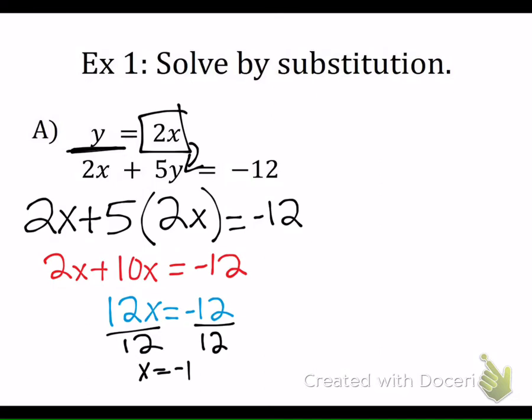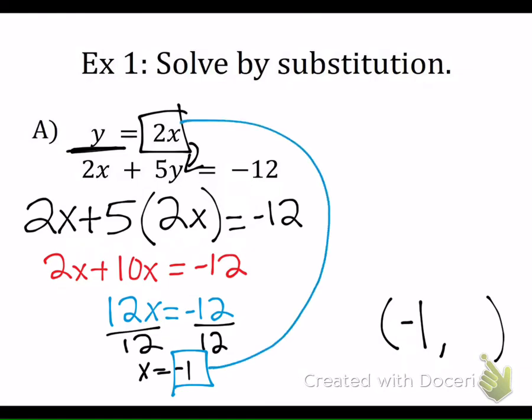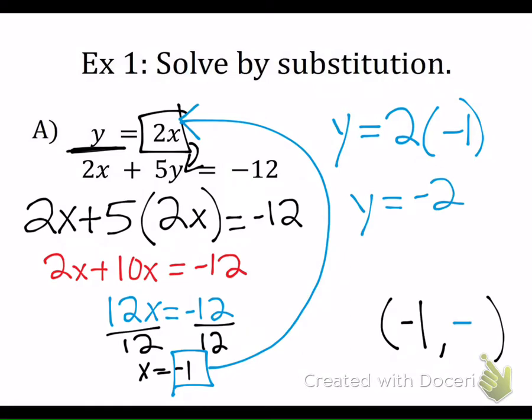I am going to pause there. So my solution is always an ordered pair. So the first value of my ordered pair is negative 1. That's what I just found. Now, I am going to take this and plug it back in to the place where y was by itself. So y equals 2 times negative 1. Well, what's 2 times negative 1? Negative 2.